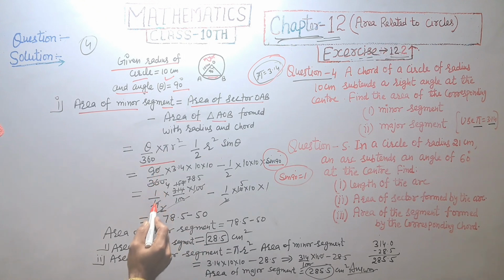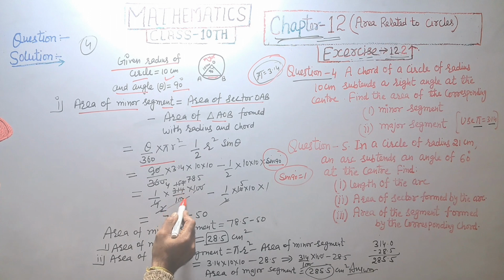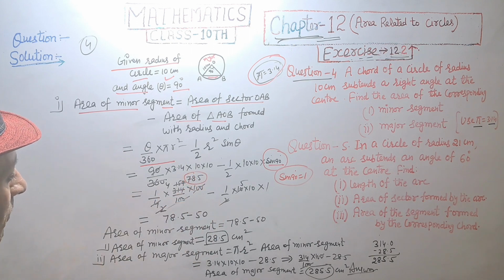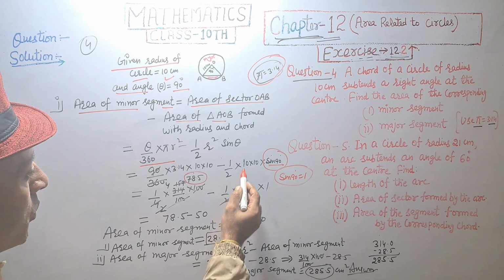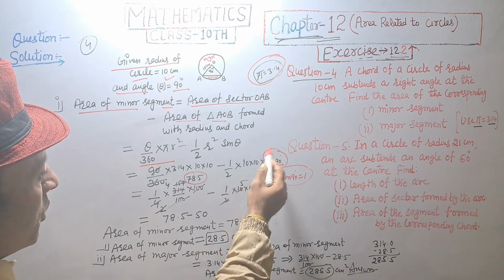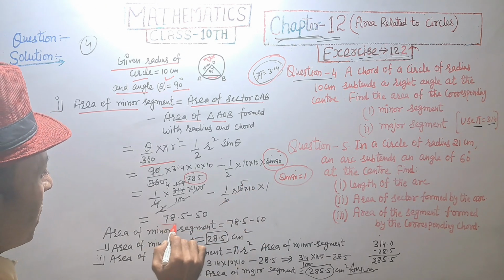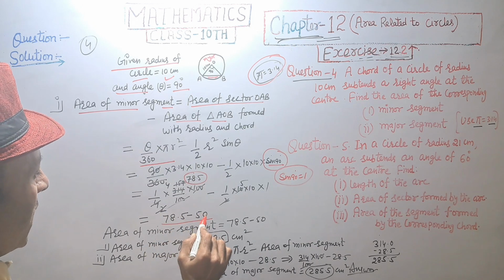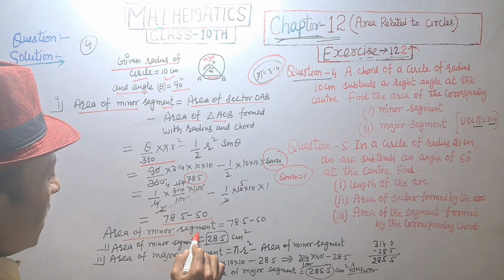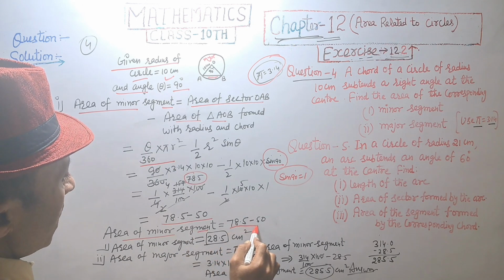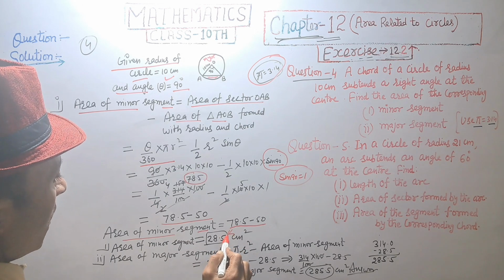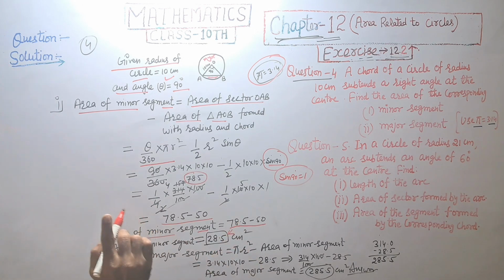We get 9 4s are 360 and 100 is cancelled. 2 2s are 4 and 157 2s are 314, and 157 divided by 2 is 78.5, minus half into r square, 10 into 10 into sine 90 which will be 1. 5 2s are 10 and 10 5s are 50. 78.5 minus 50, we get area of minor segment, that is 28.5 centimeter square.